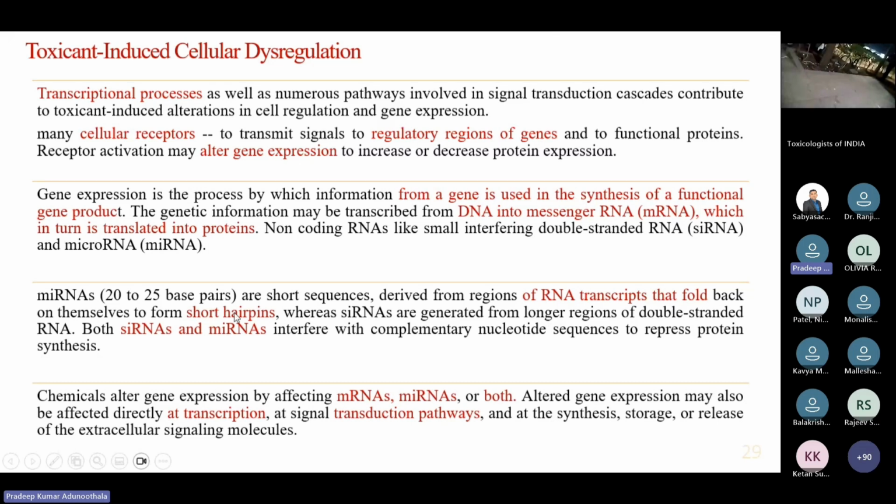The chemicals which alter the gene expression affect the mRNA and miRNA, as I said earlier, or they might affect both RNAs, and that alters the gene expression by directly affecting the transcription. That could affect the transcription, or the signal transduction pathways, or the synthesis, storage or release of the extracellular signaling molecules. By impairing any of these mechanisms, that can lead to toxicity or injury of the cell and of the gene.